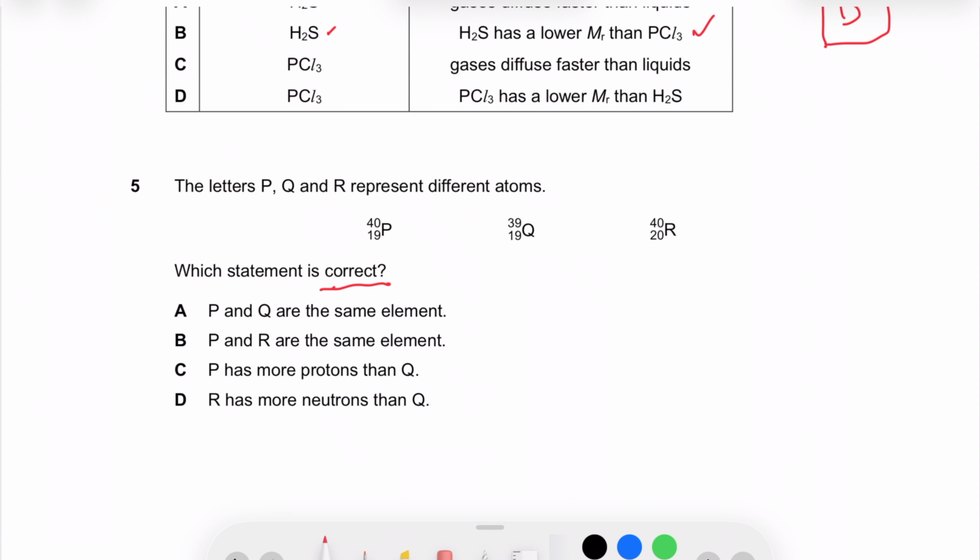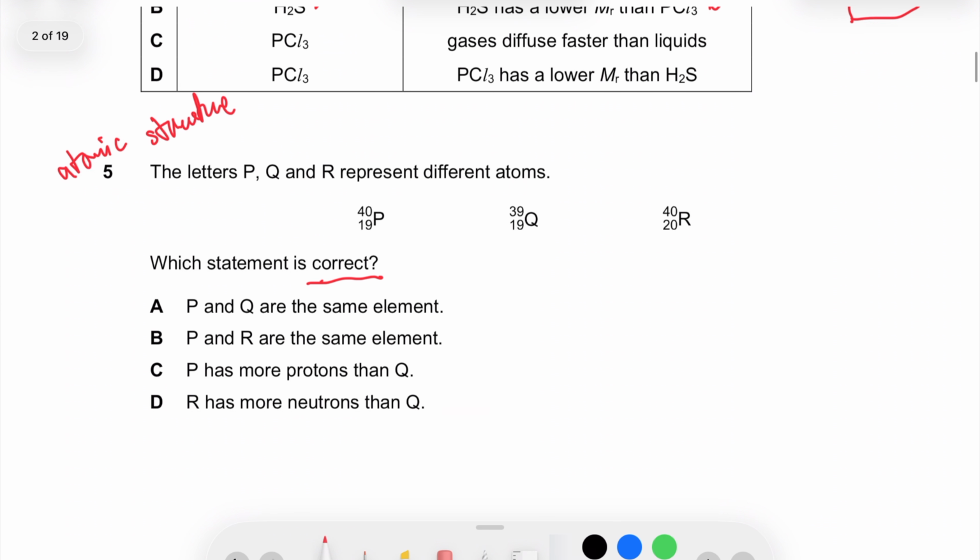So this one should be under atomic structure, because it's looking at the number of protons, neutrons, electrons. If you want to see carefully, you can just write down 19 protons, 19 electrons. If you minus away 40 minus 19, you get 21 neutrons. This one is 19 protons, 19 electrons. If you minus away, it will be 20 neutrons. This one, 20 protons, 20 electrons, minus away 20 neutrons.